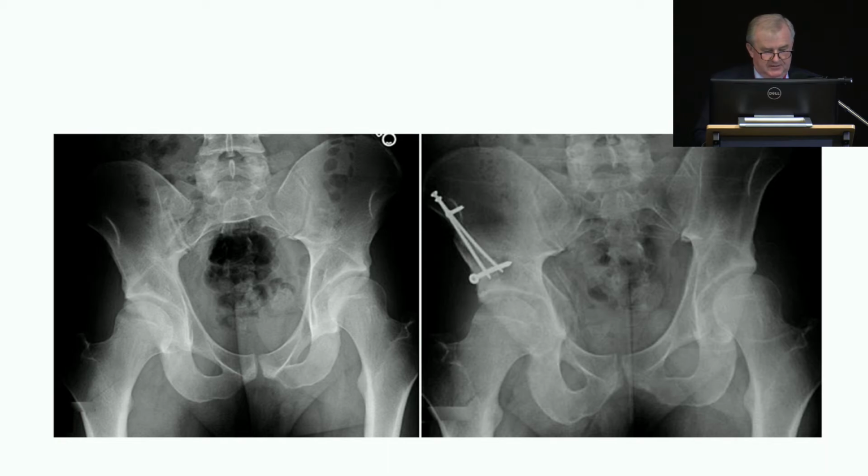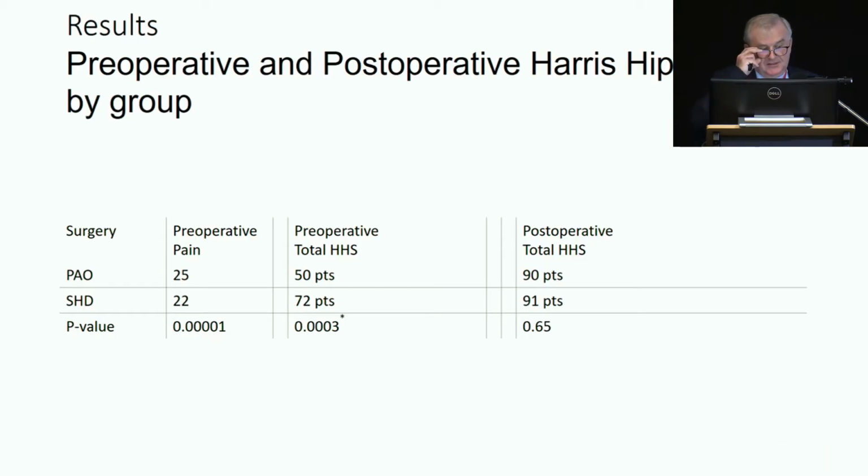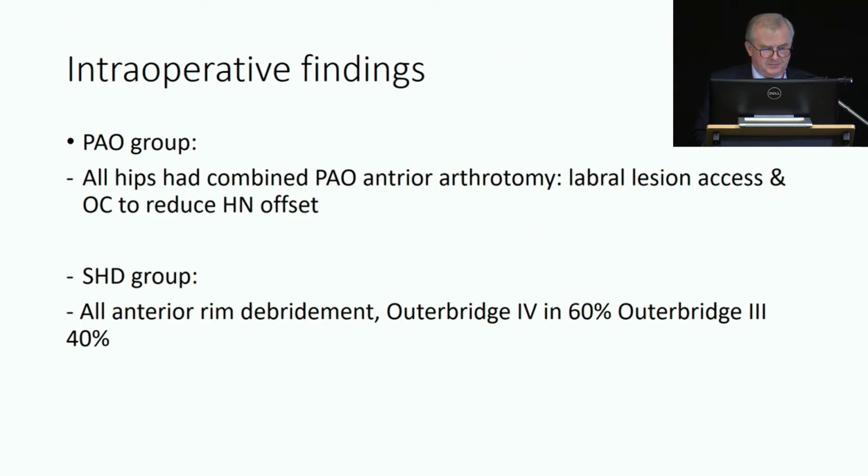So this is one of the examples where we perform PAO. The results of those two groups show almost the same amount of points with this Harris hip score. They started on a little bit lower level in the PAO group. Then there was this surgical dislocation group.